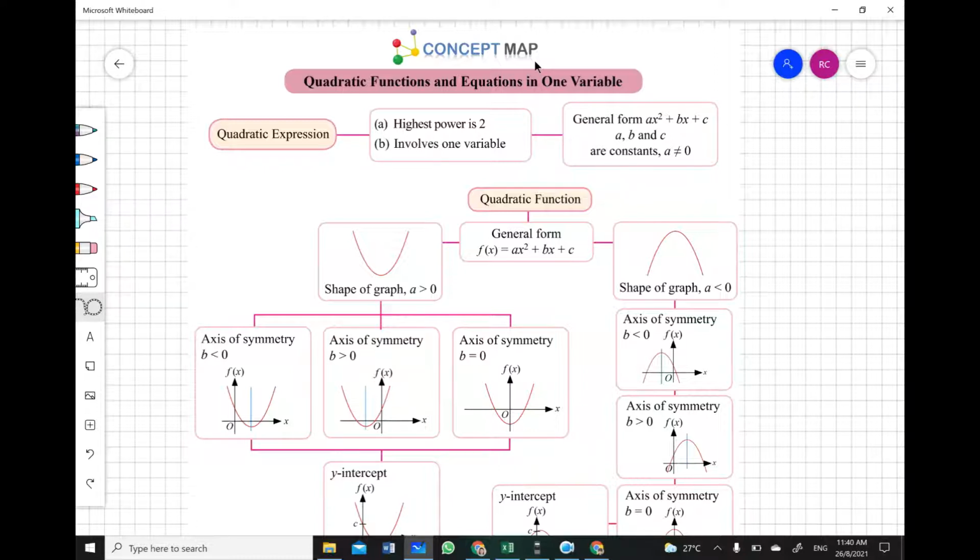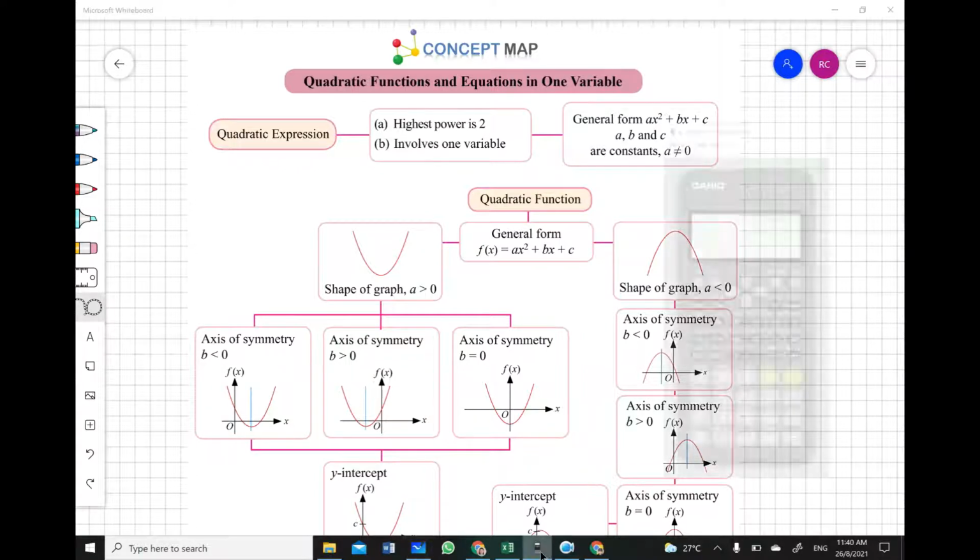Do you learn 2 and 3 variables? Have you learned 2 and 3 variables? Oh, not yet, is it? Oh, okay. Maybe you haven't learned, but I heard that you are going to learn that. So one variable means you have only x, like this.